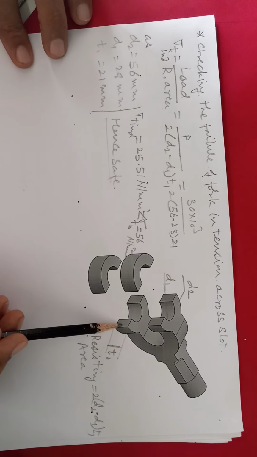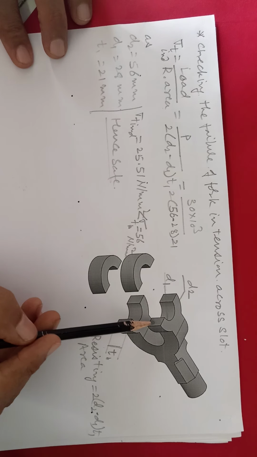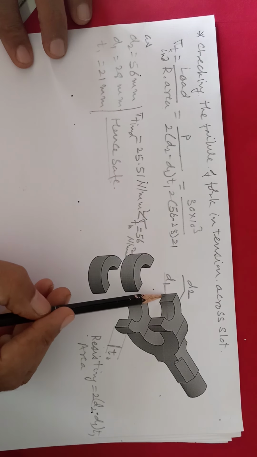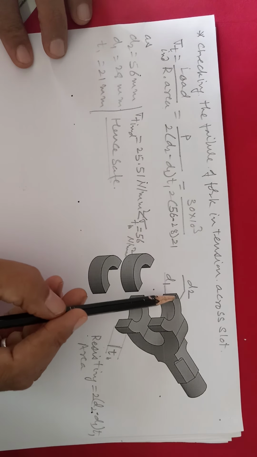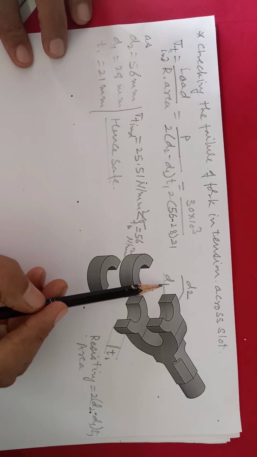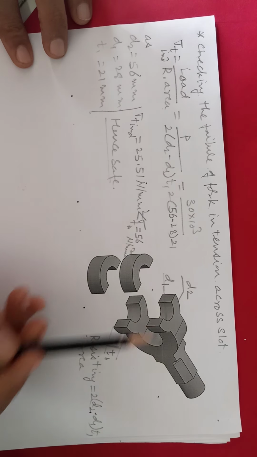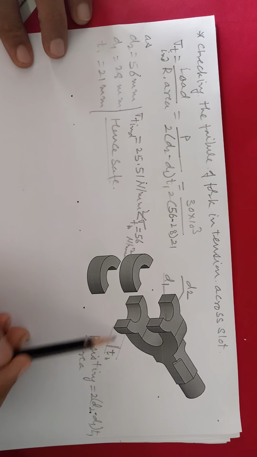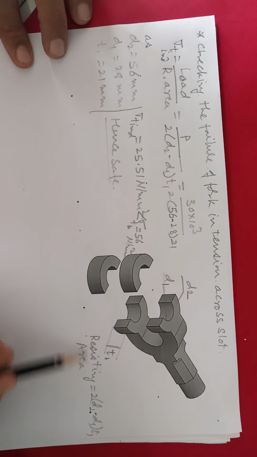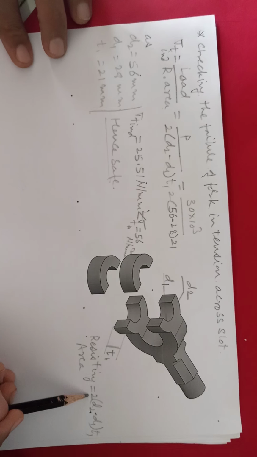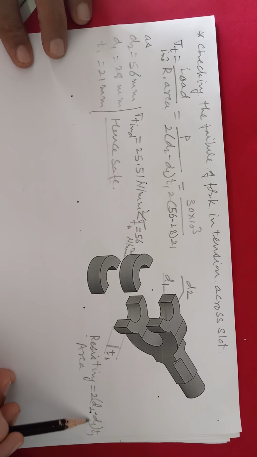This is the resisting area. D2 is the outer diameter of the eye, D1 is the diameter of the pin, and T1 is the thickness of the fork. So the total resisting area is given by 2 multiplied by (d2 minus d1) into t1.